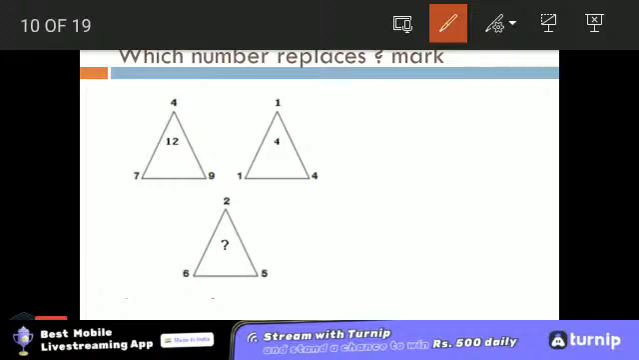Now you need to tell which number replaces the question mark. Which number will replace the question mark? 4, 7, 9. How are we getting 12? 1, 1, 4. How are we getting 4? Think, use the easy numbers to work out how you can get your answer. Giving you an entire 1 minute to think. Anyone?